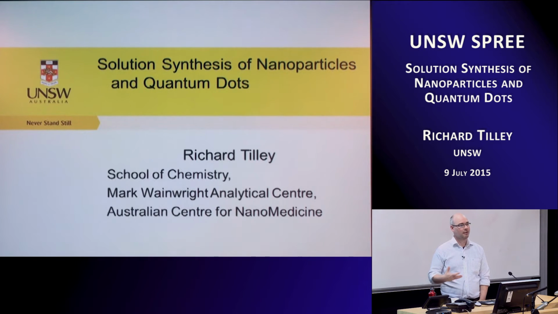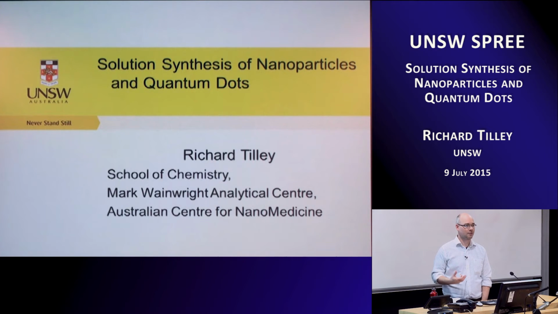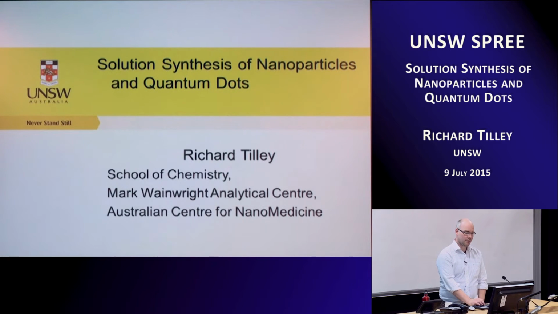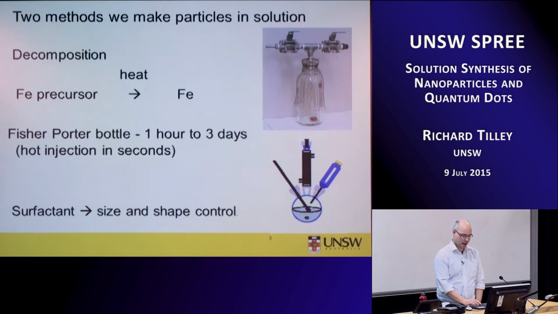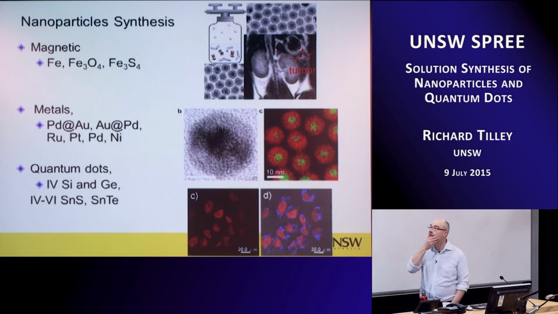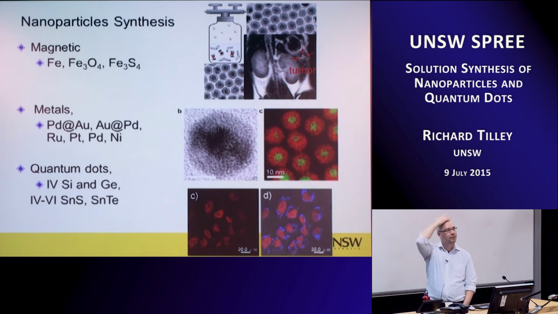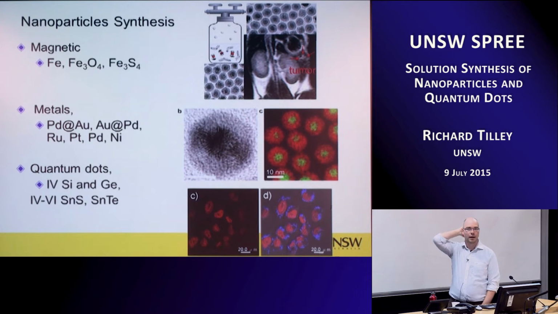So my background is that I'm a chemist as well as an electron microscopist, and we've done a lot of research over the years synthesizing nanocrystals in solution. In terms of the research that we do, we make quite a variety of particles, as you can see. We've done a lot of work making magnetic particles. We've done a lot of work making metal particles, and I'll briefly touch on both of those topics.